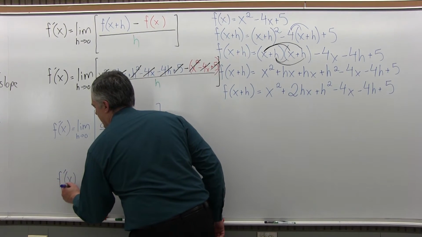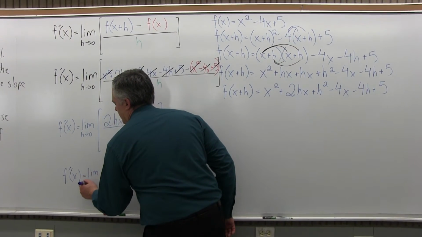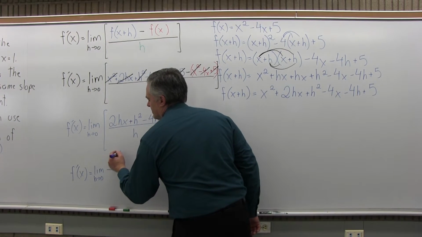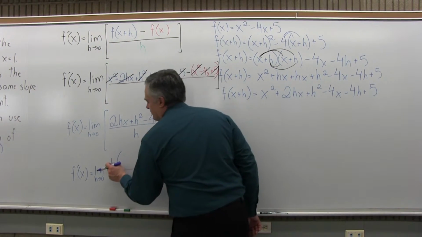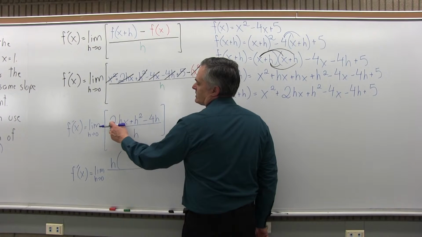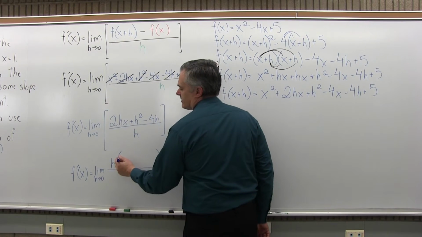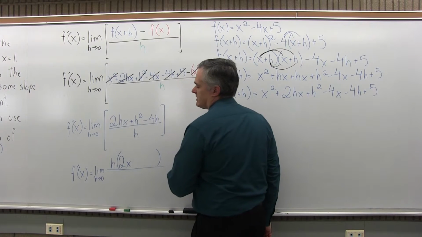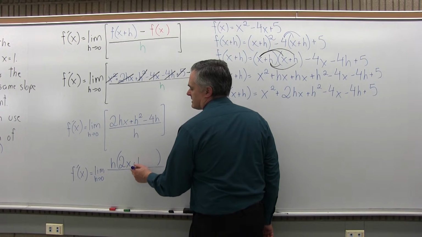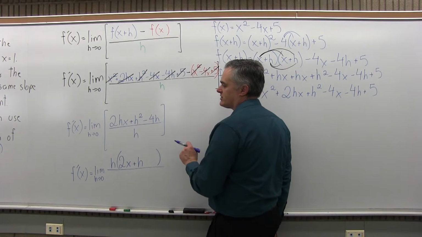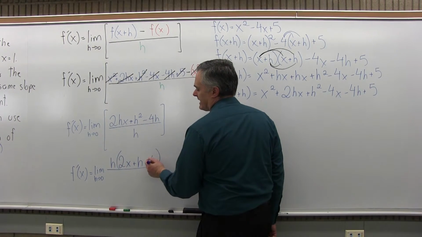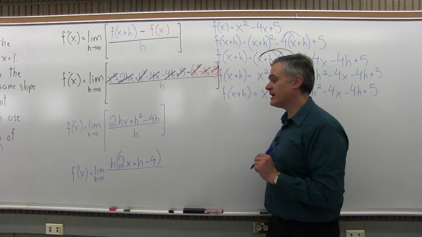So f prime of x equals the limit as h approaches 0 of, so what I'm going to have here is some parentheses with an h in front and then some stuff inside. Now the stuff inside the parentheses, this first piece, 2hx, when I take an h in front of the parentheses, it's going to leave me with a 2x. The h to the second power is going to give me an h to the first power, just plain old h. This minus 4h is going to be minus 4. Again, pay attention to the sign, not just 4, minus 4.